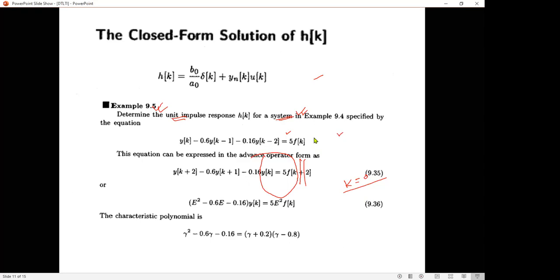This relationship, okay, from your input output relationship, you replace your input by delta k, then you obtain two values of hk. Those two values of hk can be used there to find the general form of hk, the impulse response of this particular problem. But if you have another problem, you have to follow the same underlying technique.